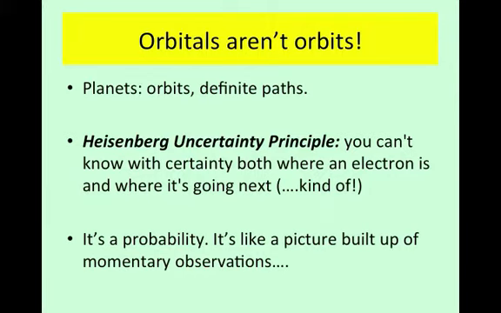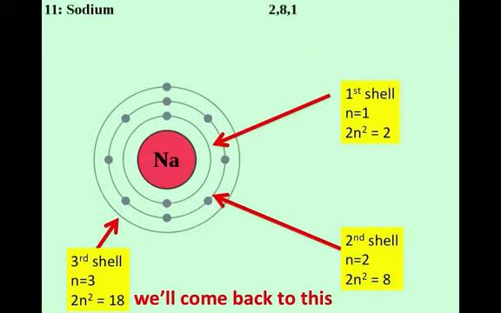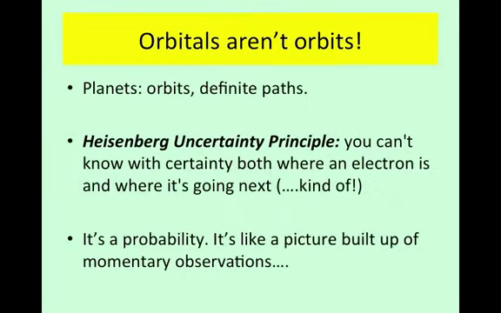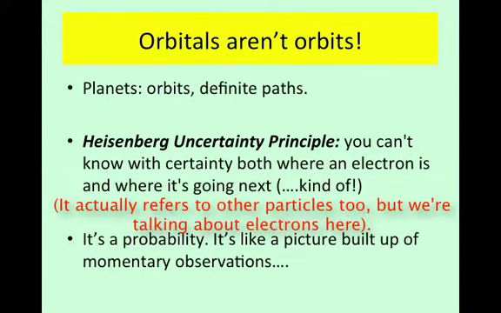So before we go on, I've got to just make it clear that an orbital is not an orbit. It's not like a planet going around the sun in the solar system. It's not like this circular model of an atom that we looked at GCSE. And you have to be introduced on a very basic level to something called the Heisenberg uncertainty principle, which says that although you can know where an electron is, you won't know where it's going next, or vice versa.